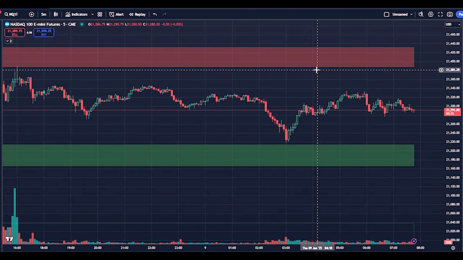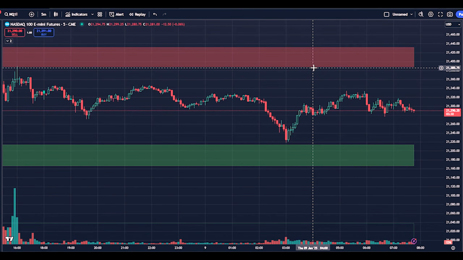So let's say we come up to this zone. I'm going to show you some real examples where we had confirmation, but right now I just want you to visualize this.